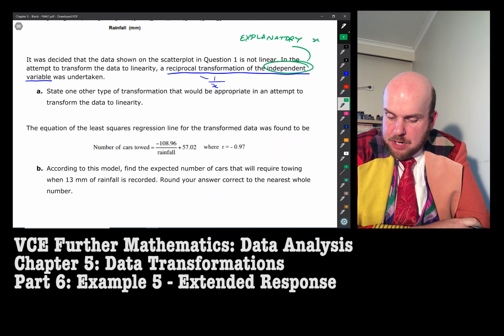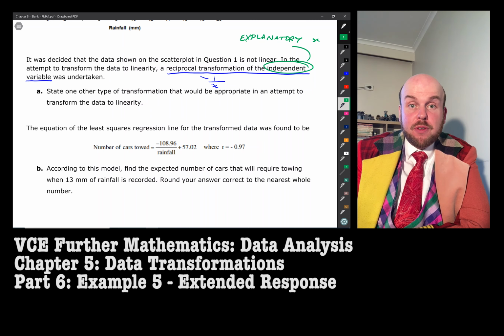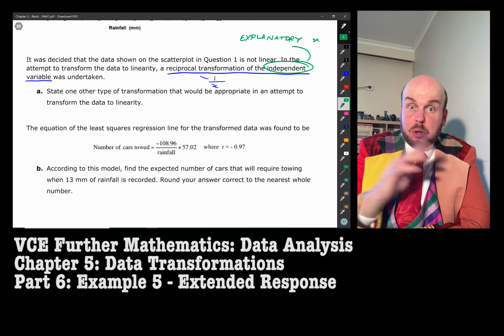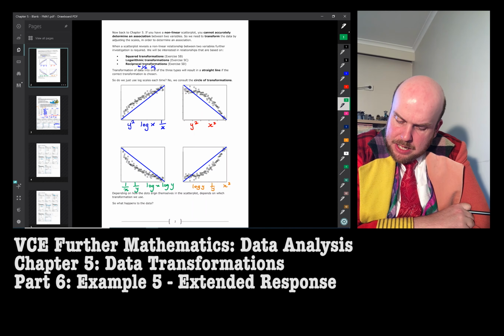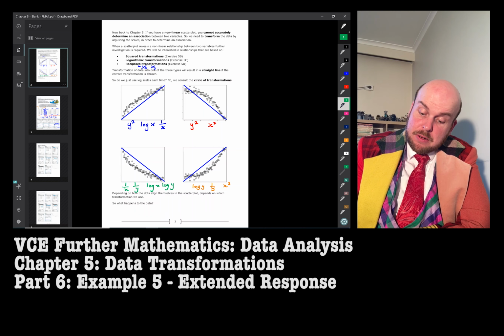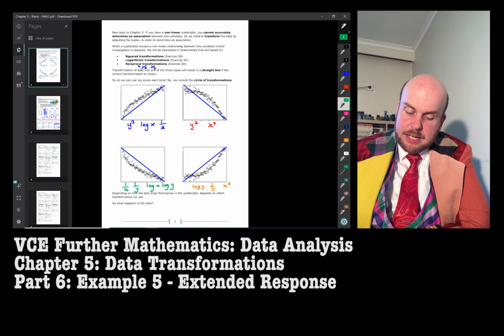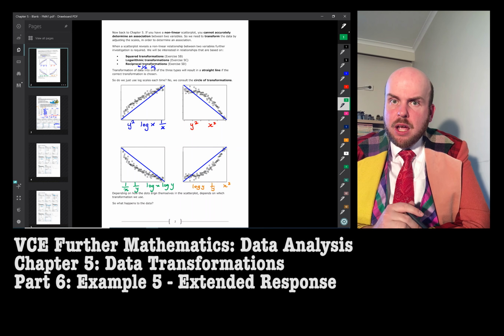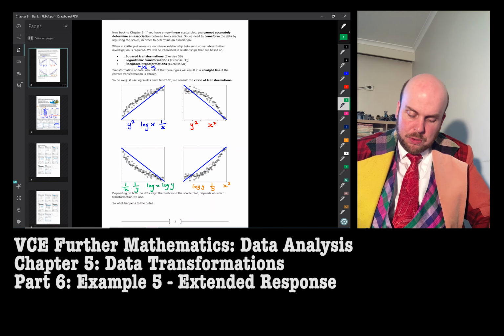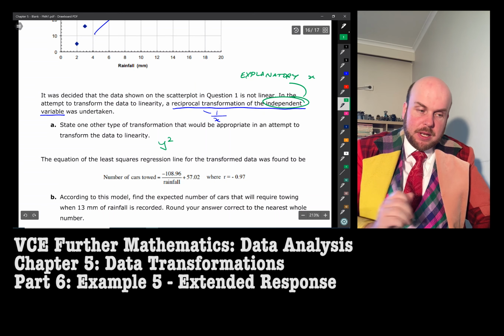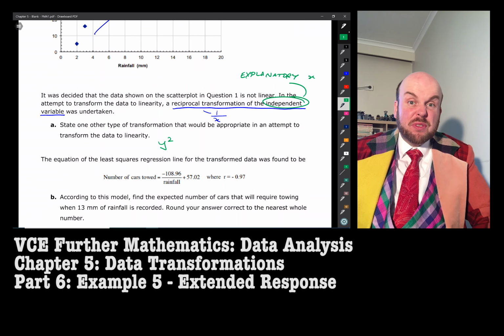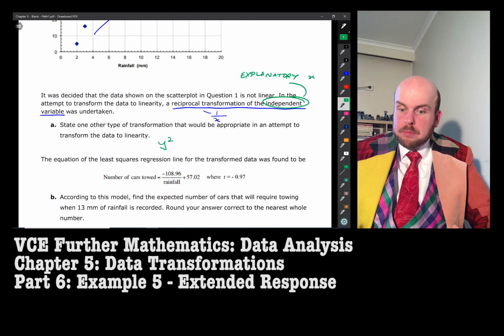State one other type of transformation that would be appropriate in an attempt to transform the data to linearity. What that's asking here is we need to refer to our circle of transformation, whichever one looks like this. We can see that top one. The one they have used here is 1 over x. We have the choice of saying either y squared or log x. I'm going to say y squared as my option. I could have also said some manner of log, but this will do.